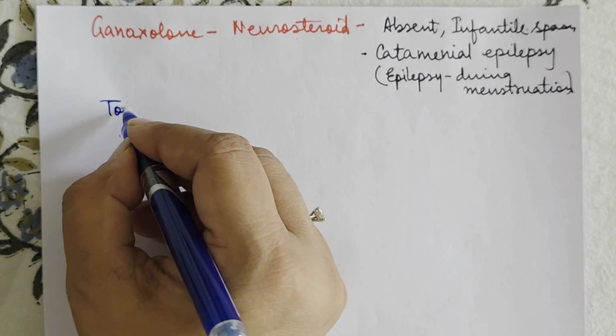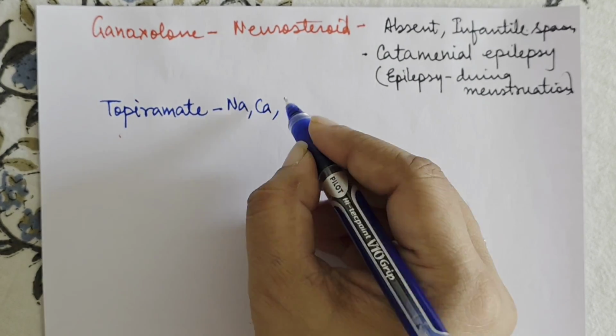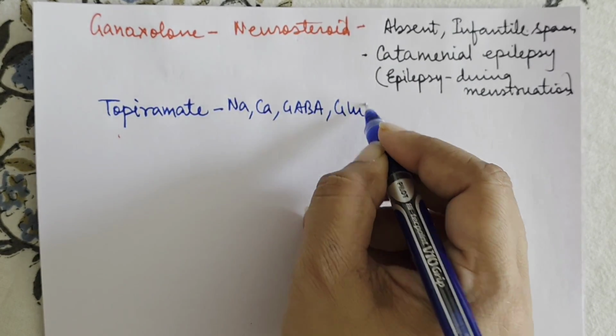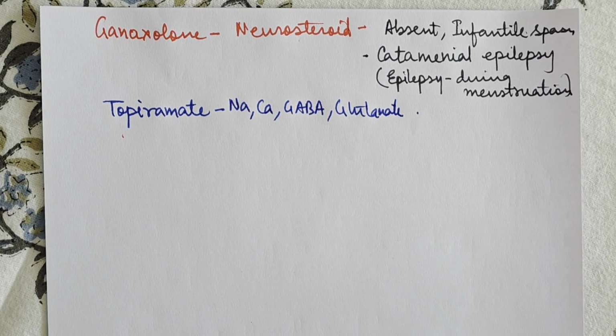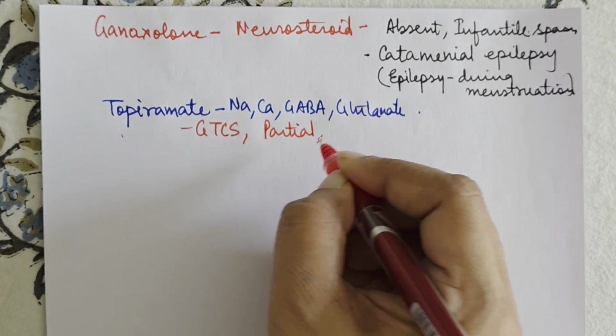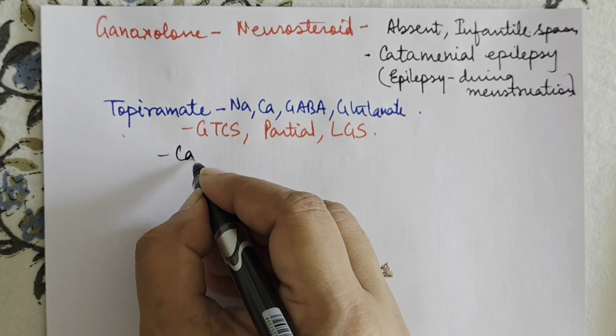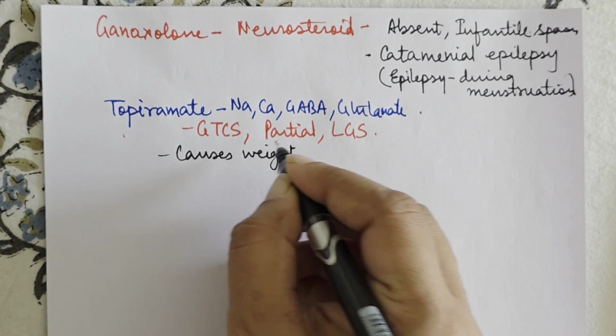Then another important drug is topiramate. Topiramate also has almost all the actions. It acts on sodium, calcium, GABA, and glutamate. So this is also a drug which can be used in almost all types of epilepsies. So this is used in GTCS. This can be used in partial seizures, and topiramate is also used in Lennox-Gastaut syndrome. Okay, this drug causes weight loss.